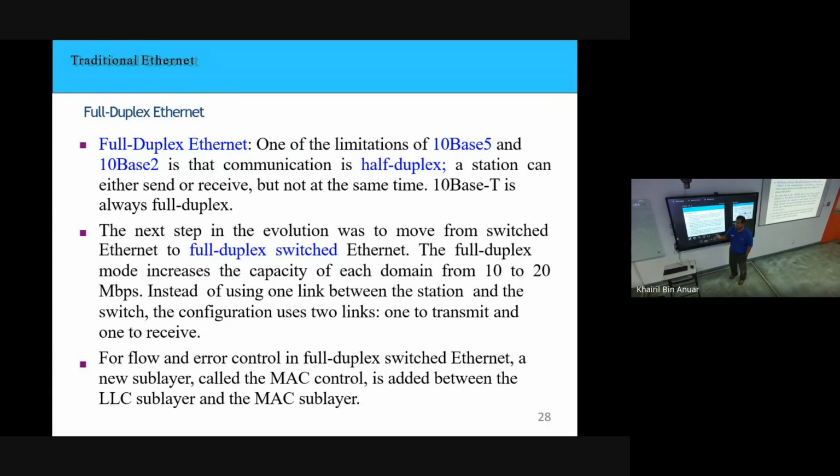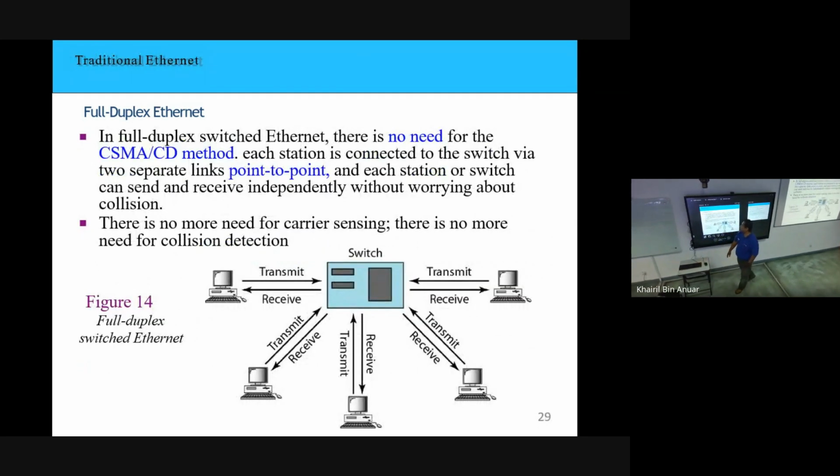Since you have to send and receive, it needs to identify whether it's full duplex or half duplex. In 10-base-5 and 10-base-2, it is basically half duplex, but for the rest, it will actually use the full duplex switch. Also, you can see that for flow and error control in full duplex switch Ethernet, a sublayer called the MAC control is added between the LLC sublayer and the MAC sublayer. So you need to have full duplex.